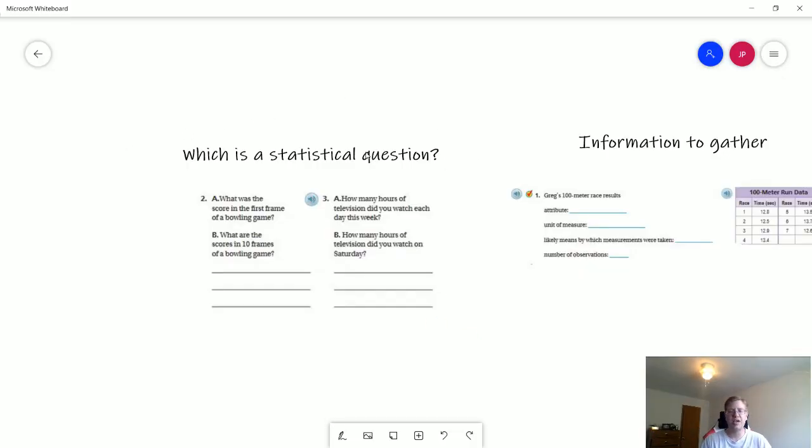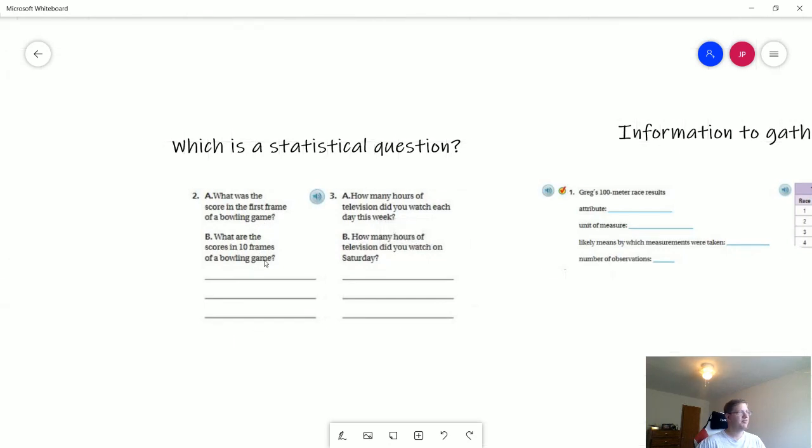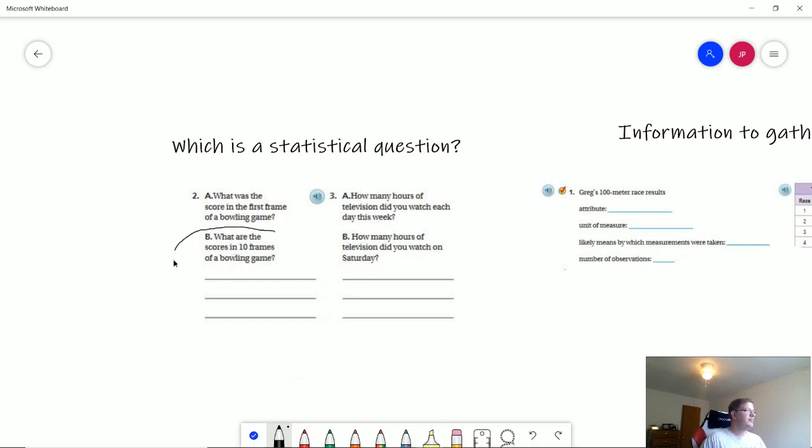And so the first thing that we're going to talk about is identifying what a statistical question is. A statistical question is going to be a question that is going to have a set of answers as opposed to one specific answer. So in our first question, we have the option between what was the score in the first frame of a bowling game and what are the scores in 10 frames of a bowling game. Now, if you have been bowling, you know that there is a wide variety of possible scores you could end up with for the first frame. But if we take a look at the 10 frames of a bowling game, we would have a much wider variety of data points.